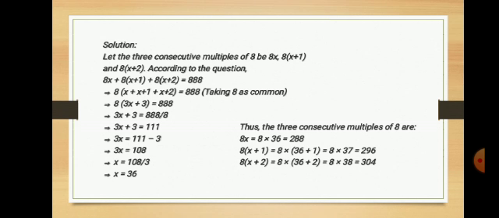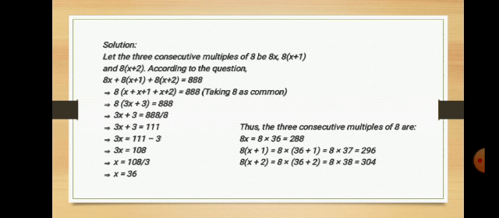equal to 888. So what we can do, 8 is common in all, so we can take it out of the bracket and then we will write x plus x plus 1 plus x plus 2 is equal to 888. Now we will solve it. We will add the variables. There are 3x, so we can write 3x plus 3, since 1 plus 2 is 3. So 3x plus 3 is equal to 888.